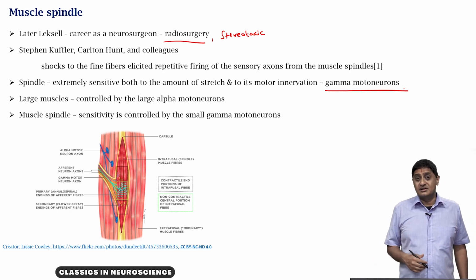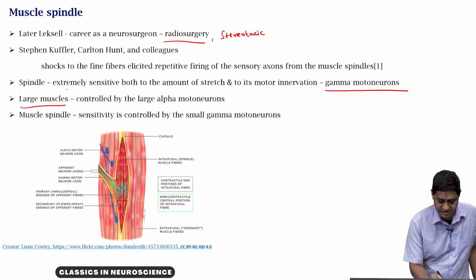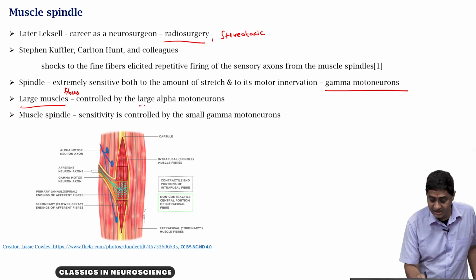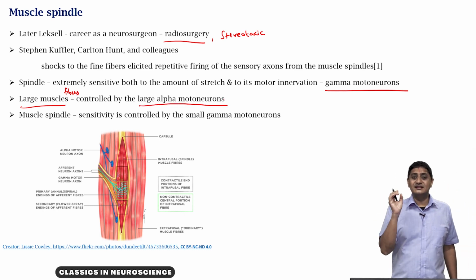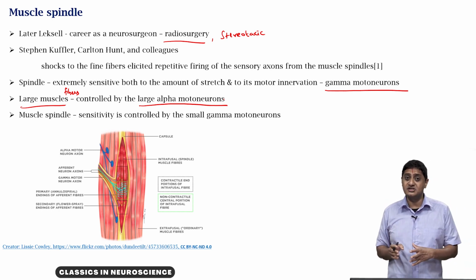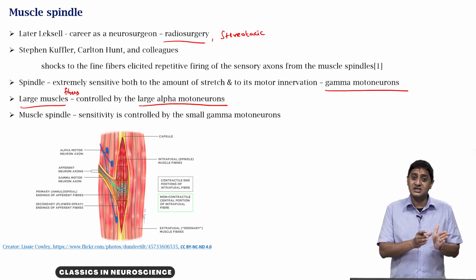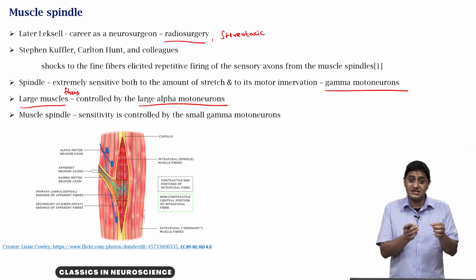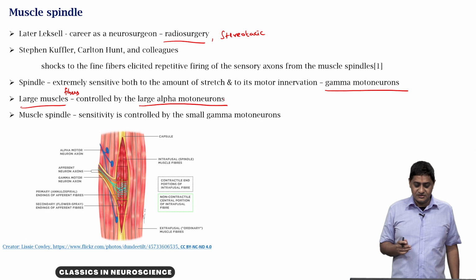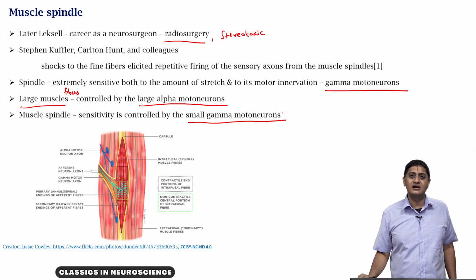Whereas the larger extrafusal fibers, these are not larger muscles but rather larger muscle fibers, are controlled by the thicker, larger diameter alpha motor neurons. So, there are these alpha motor neurons which innervate the extrafusal fibers that produce force. Then there are these gamma motor neurons which innervate the intrafusal fibers and stretch them at the ends to make their central part sensitive. So, sensitivity is controlled by the thinner, smaller diameter gamma motor neurons.